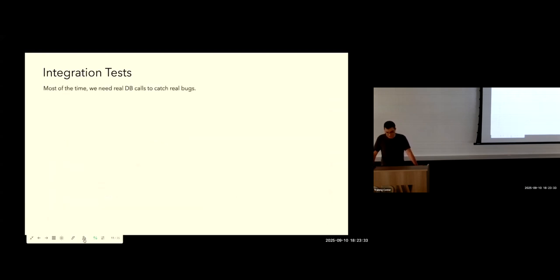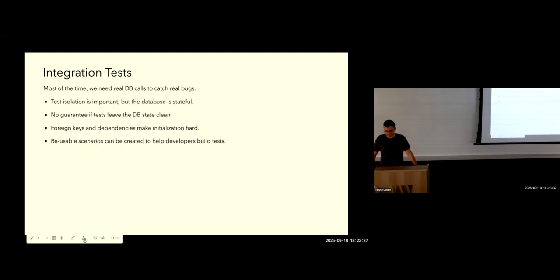So, integration tests, recap: most of the time we need a real DB to catch the bugs. Test isolation is important, but the database is stateful. The isolation is important to catch bugs, and we are making sure we are not creating any race conditions or things that are not real bugs. And there is no guarantee a test leaves the database state clean, because we can't make sure every test is going to clean the database after it runs. Maybe they will fail. Maybe the developer will forget to clean something.